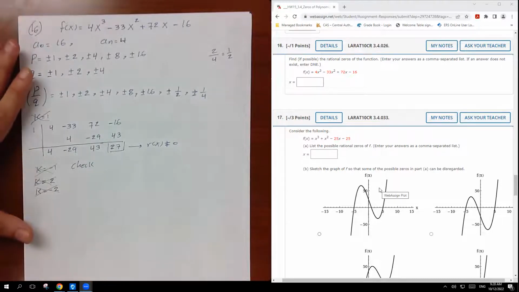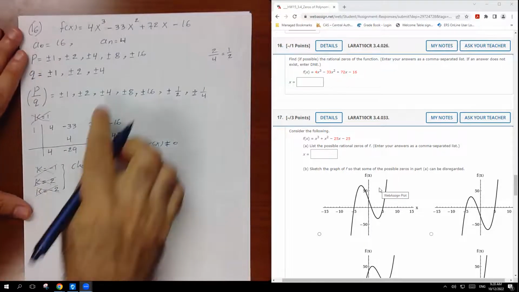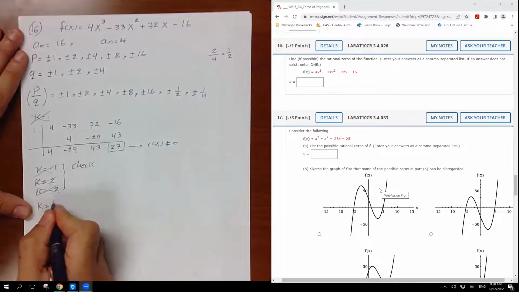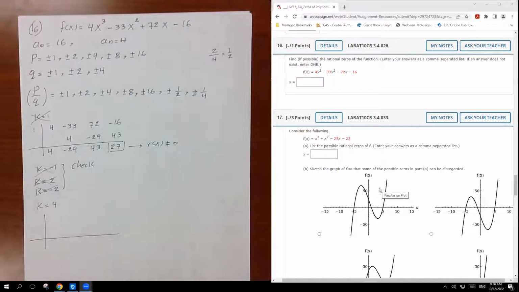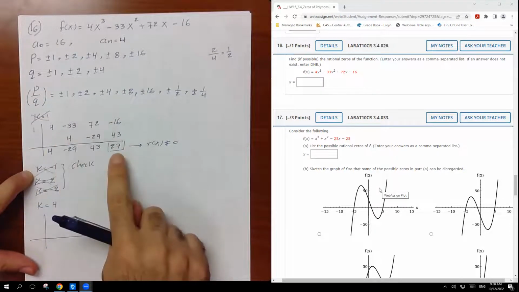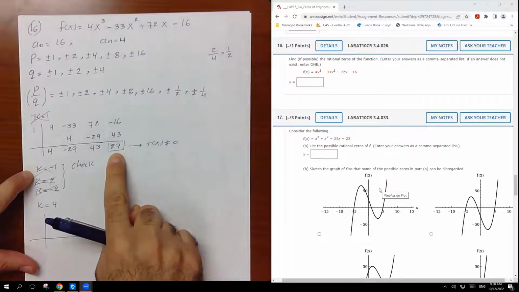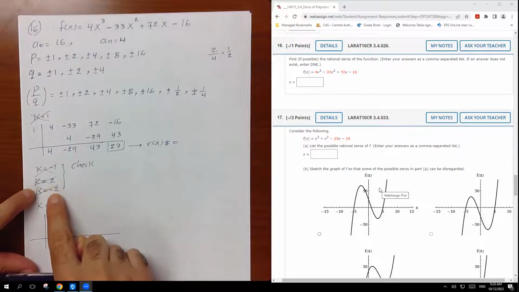So you're going to do exactly the same steps. When you reach k equal to 4, that's what's going to work. So the main thing I'm telling you is that you check k equal to 1. It's not going to work. You're going to go to negative 1 and do the same steps here. You're going to get a remainder not equal to 0. You're going to go to k equal to 2, then k equal to negative 2, and keep going.